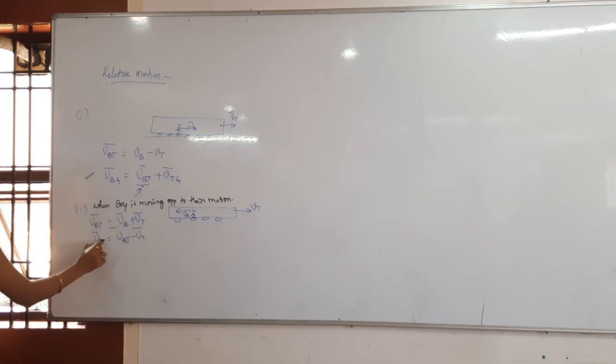Here also you put G, train with respect to ground, boy with respect to ground. Finished? Write a problem.